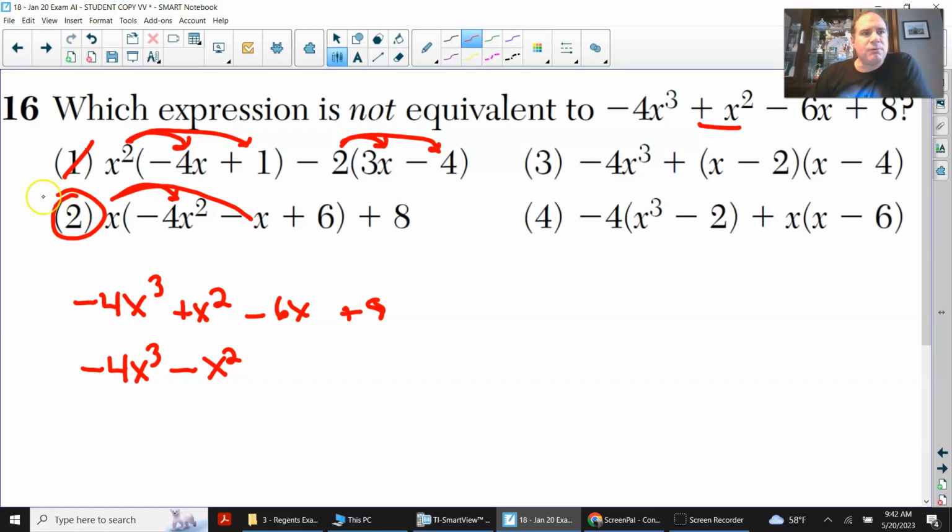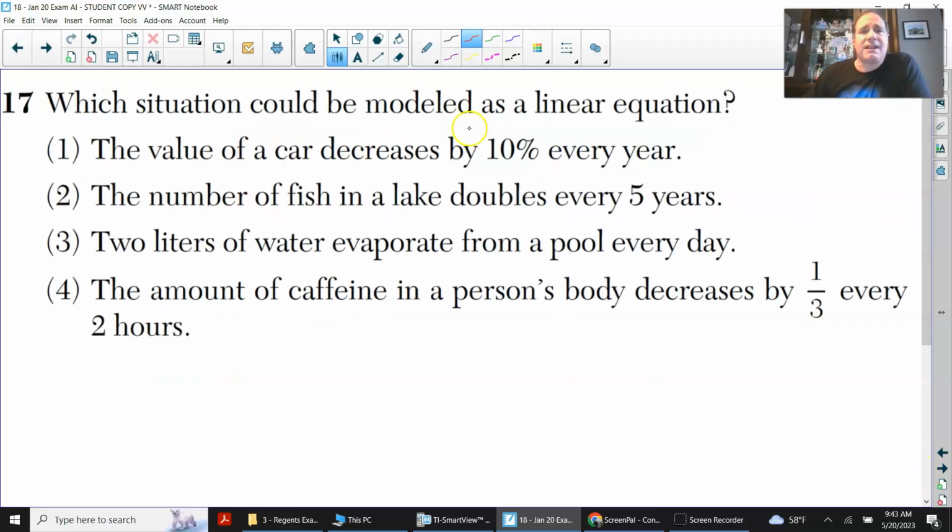Right? These will match. 1 and this will match. 3 and 1 and this will match. 4 and this will match. These will not match. That's the one that is not equivalent. So there is a way to do it with the calculator.